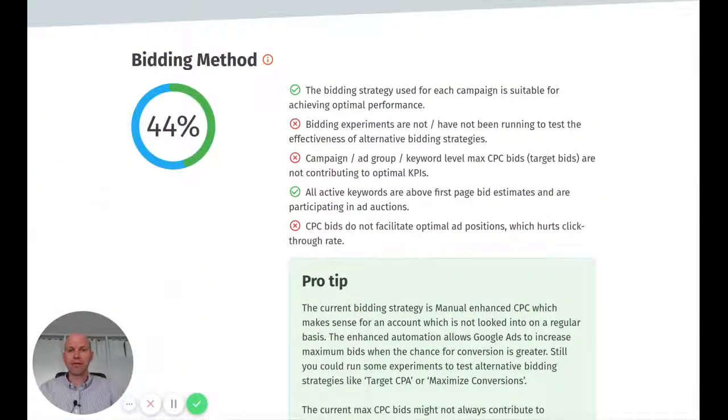Next, we have the bidding method, and as you probably know now, Google does prefer, if it has enough data, to do so-called automated or smart bidding, and we found a lot of success with this, which is essentially letting Google, through its artificial intelligence and machine learning capabilities, set the CPC bids in an automated fashion, which leaves the marketer a lot more time to focus on creative and strategic work.